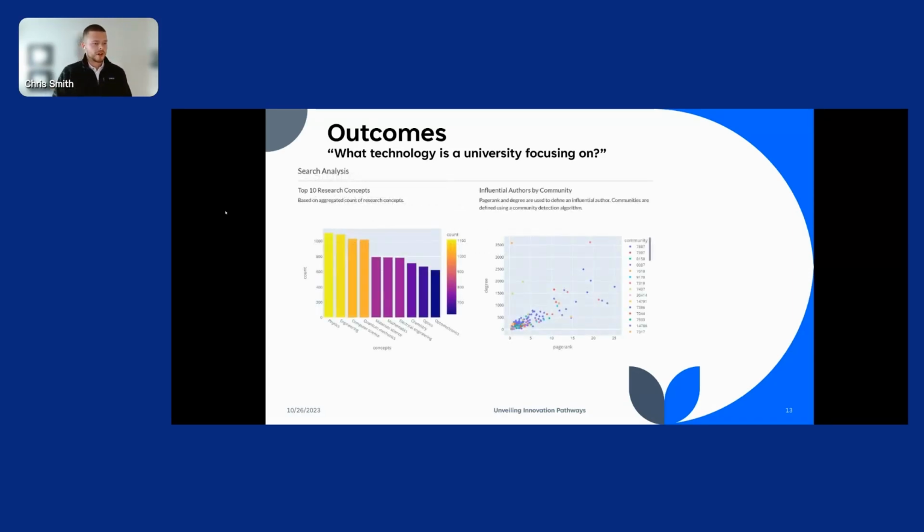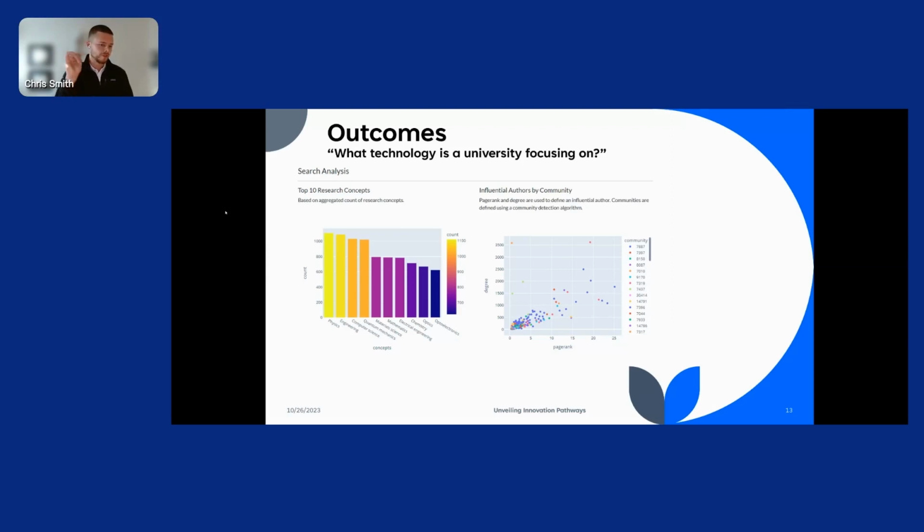So some visualizations here. Since we have those research concepts for Stanford, we can look at the bar chart here: physics, engineering, computer science, quantum mechanics, all the usual players, mathematics. But the other interesting thing we can do is provide influential authors by community. How we're defining influence here is using a combination of degree and PageRank to create this scatter plot that's colored by the research community these authors are a part of. So if you're up in that top right quadrant of this graph, you're killing it. You're making a huge impact on the research community.